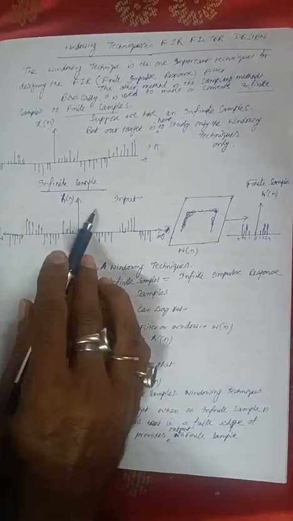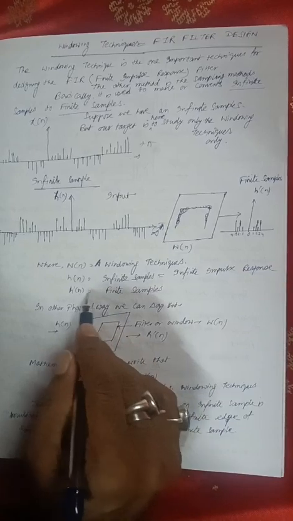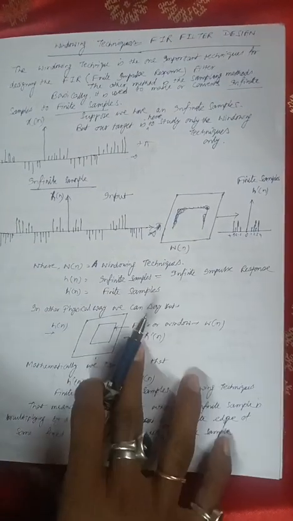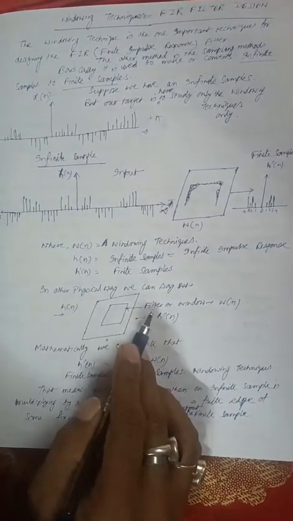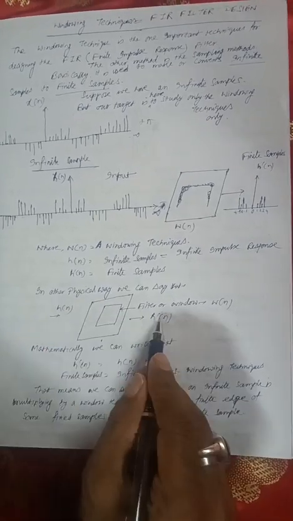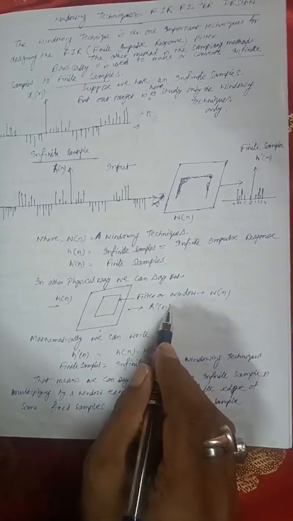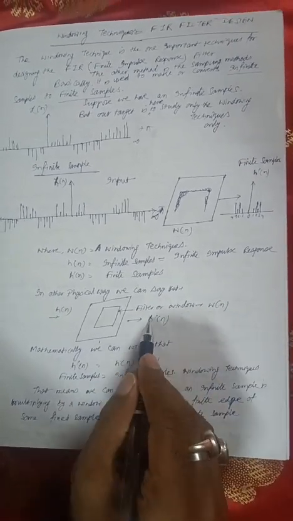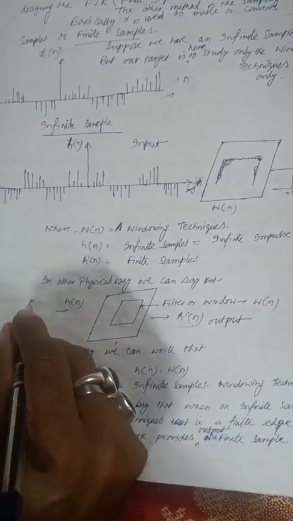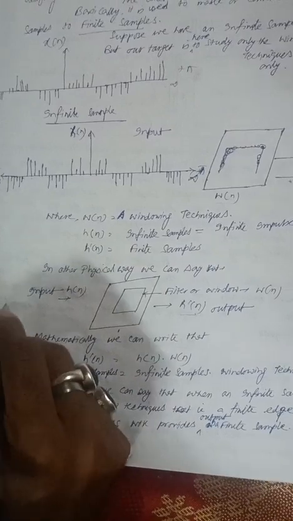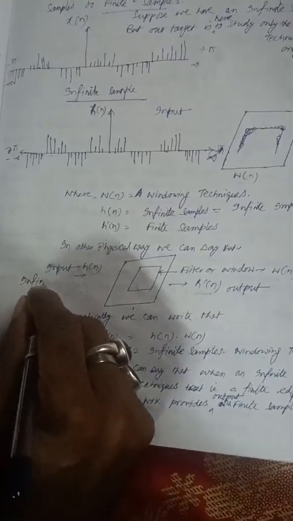So here we have taken w(n), meaning the windowing technique. h(n) is the infinite sample, and h'(n) is the finite sample, the finite sequence. In a physical way, we can say that h(n) is my input, and we are doing some kind of filtering through these windowing techniques. That gives me my output. The input sequence is an infinite sequence, and the output is a finite sequence.